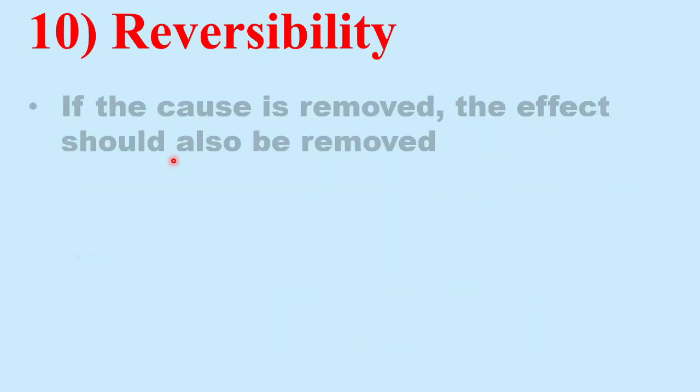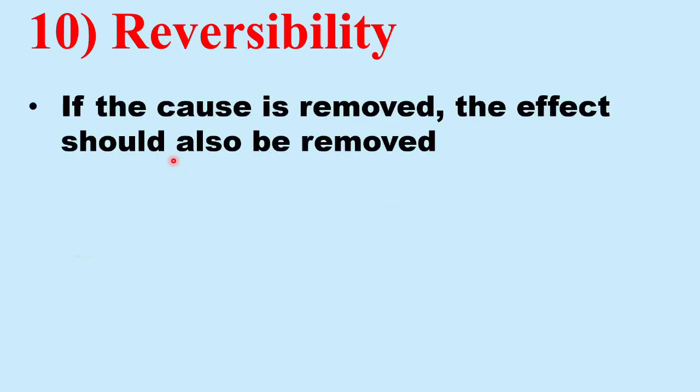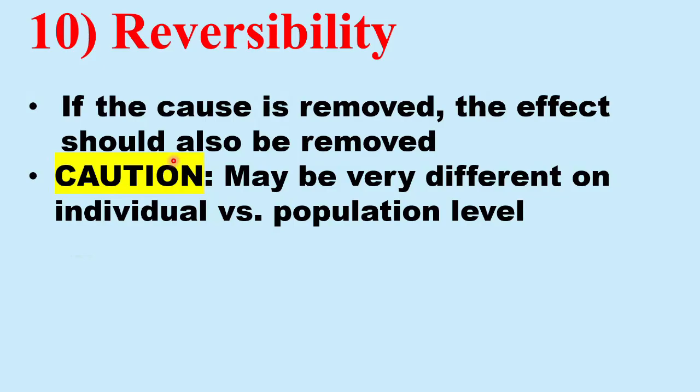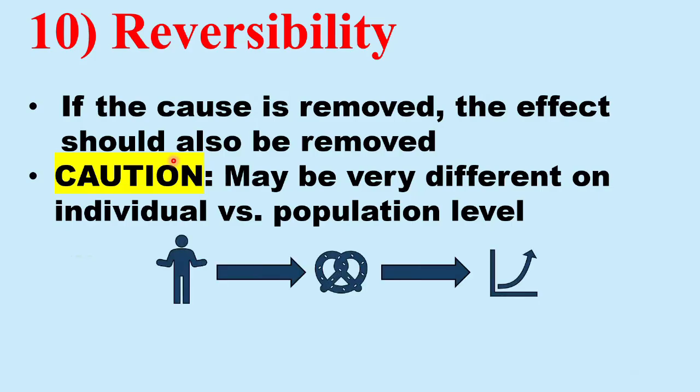And then finally, reversibility, that's something some people add sometimes. The idea is that if the cause is removed, the effect should also be removed. Now, again, you should be cautioned. It could be very different on the individual versus population level. At the population level, this is a little clearer. If you lower an exposure to something in the population, and you think it is leading to some disease, it should lower the disease. However, on the individual level, that may not necessarily be the case, because maybe you're exposed to something and even if you reduce the exposure, it permanently damages you.